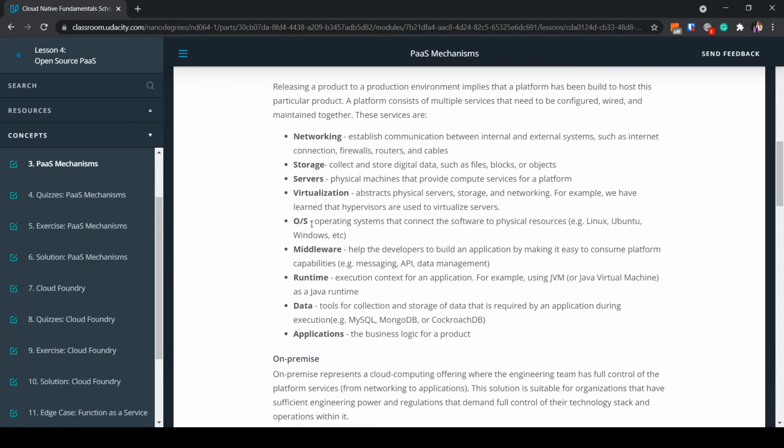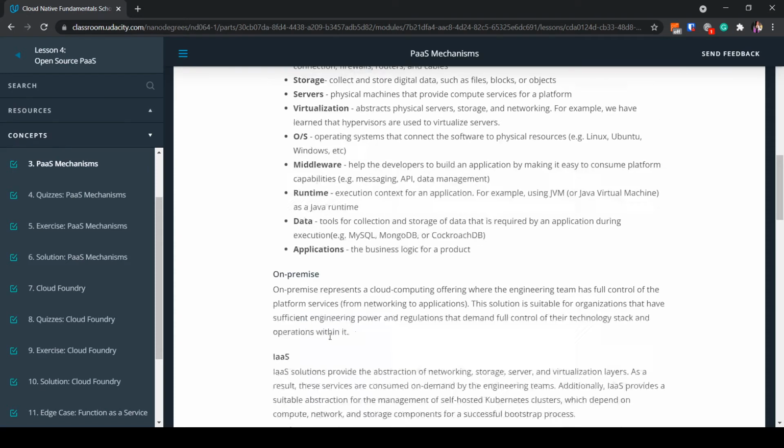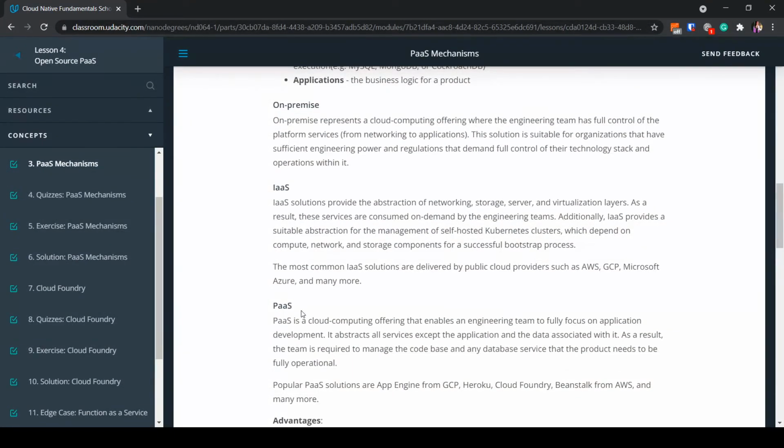So we have found that we have these services. Now let's look at which of these services we have access to on different cloud computing offerings. When it comes to on-premises, we can choose and decide all of these. We can tweak our networking, storage, servers, virtualization, operating system, middleware, runtime, data, and applications completely. It's completely dependent on us.